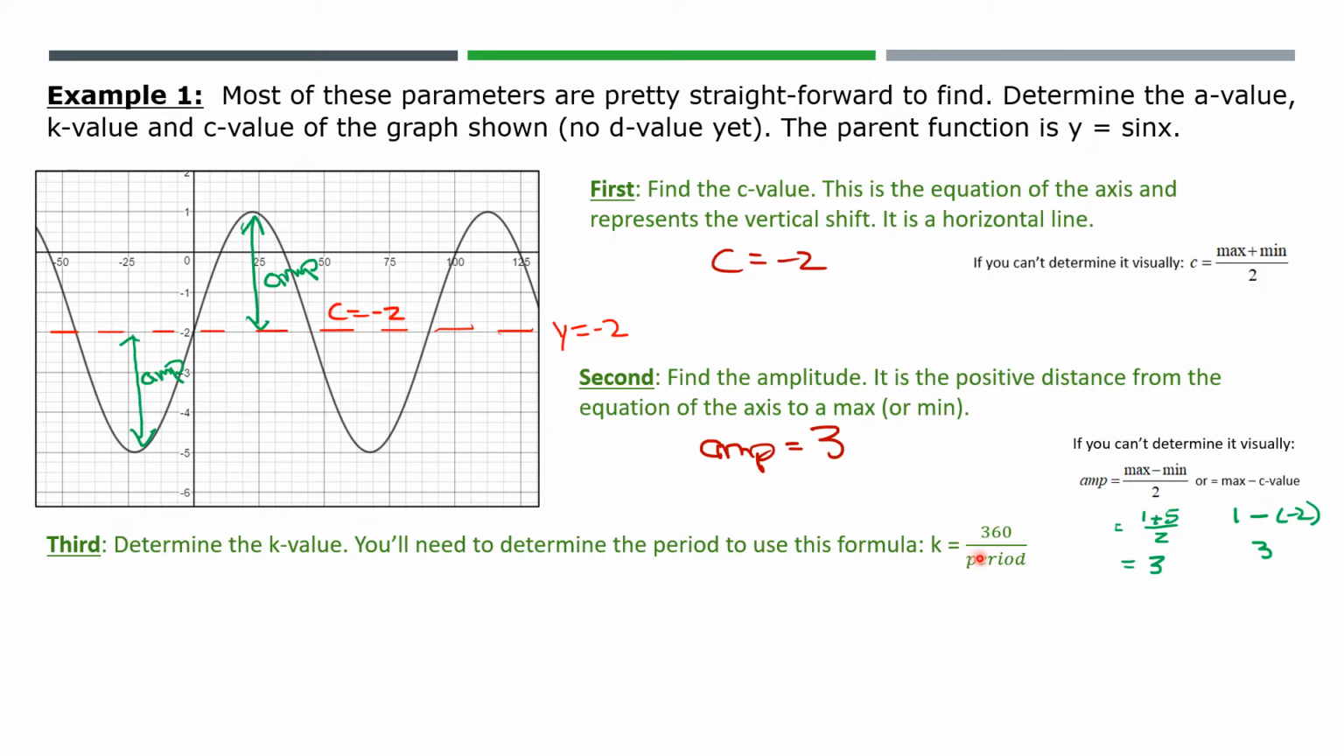So our sine wave has a period of 360 degrees, but we have to divide it by whatever the period is in the question to find the k value. The period is found by taking one maximum value and another maximum value and finding the distance between them. That's your period. Or it's the distance between a minimum and another minimum. That's also the period.